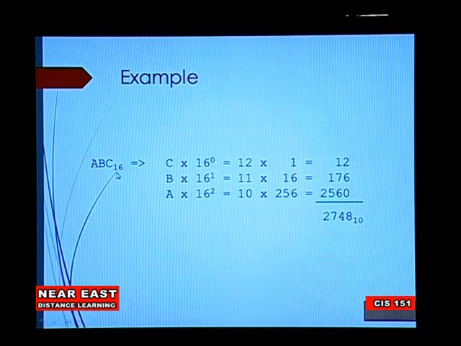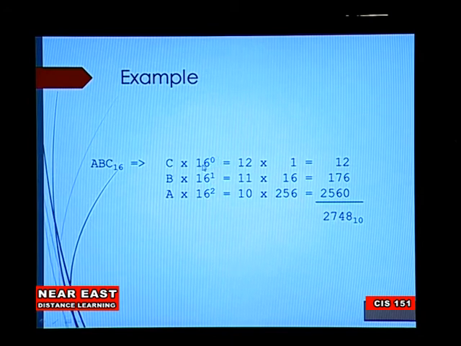So hexadecimal is base 16, actually, and decimal is base 10. So we're going to convert hexadecimal to decimal. Again, we write it from the left to the right, but here we write it from the bottom to top. So A, B, and C. Now to the base 16, and we have to consider again the weight.